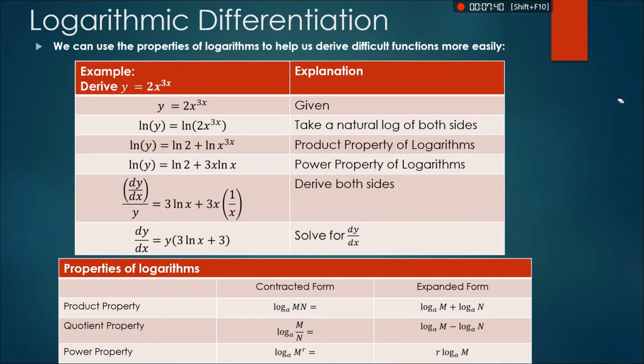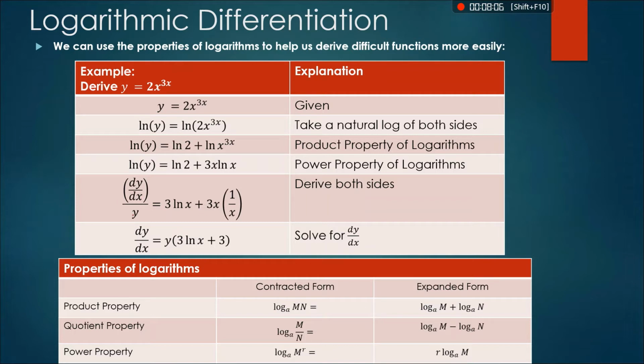So if I had a function instead, like 2x raised to the 3x, in order to break that apart, what we could do is take a natural log of both sides. That allows us to use the power property of logarithms to pull this 3x out. So first I've got product property, I can break these apart, and then power property, I can pull that 3x out. And now if I derive the left side, I'll get 1 over y dy.